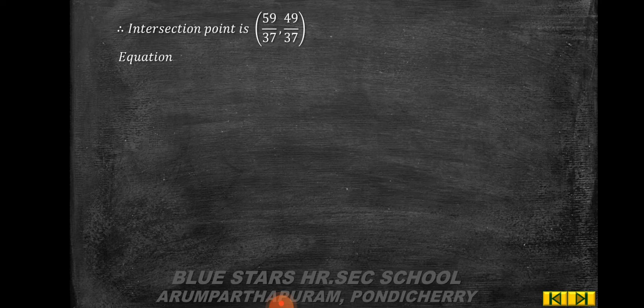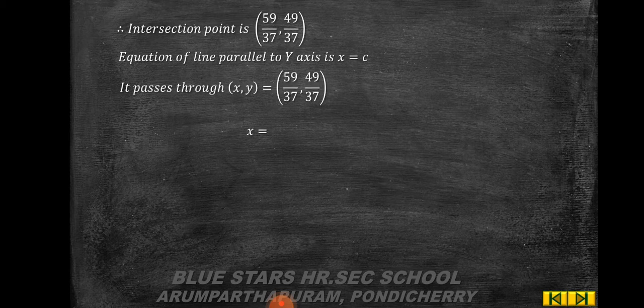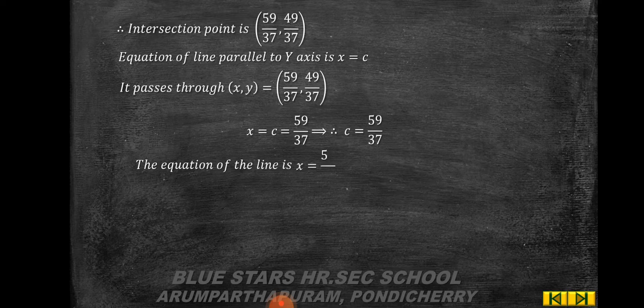Therefore, the intersection point is (59/37, 49/37). So the equation of a line parallel to the y-axis is x = c. It passes through (x, y) = (59/37, 49/37). So x = c, and we just take the x coordinate, 59/37. Therefore, the value of c is 59/37. Therefore, the equation of the line is x = 59/37.